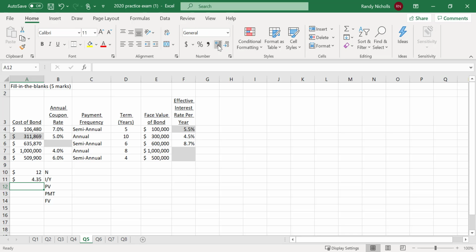My PV in this case is minus 635,870, right? Because I need the opposite sign. My payment, well, I don't know my payment because I don't know my coupon rate. And my future value is 600,000. So I'm computing my payment.